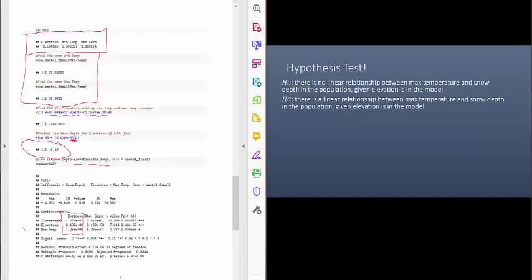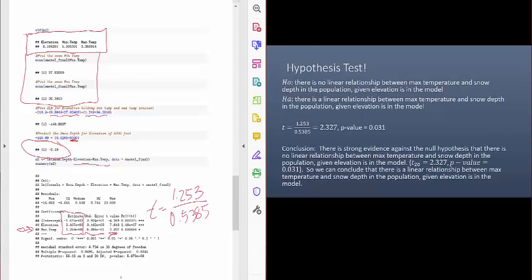So we're testing our max temperature, so we're looking at a t value using our estimate of 1.253 divided by our standard error of 0.5385, and that gives us a t value of 2.327 and a p-value of 0.031. This shows that there is strong evidence against the null hypothesis that there is no linear relationship between max temperature and snow depth in the population, given elevation is in the model.